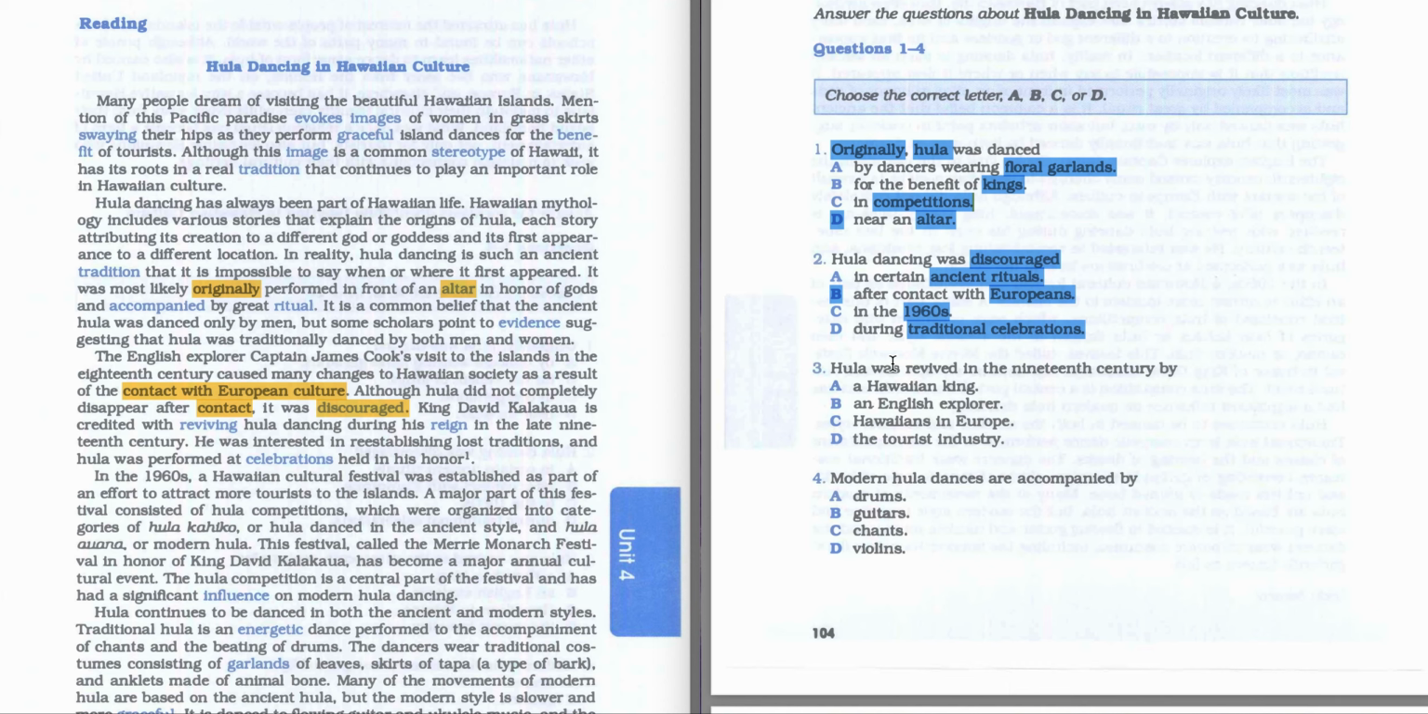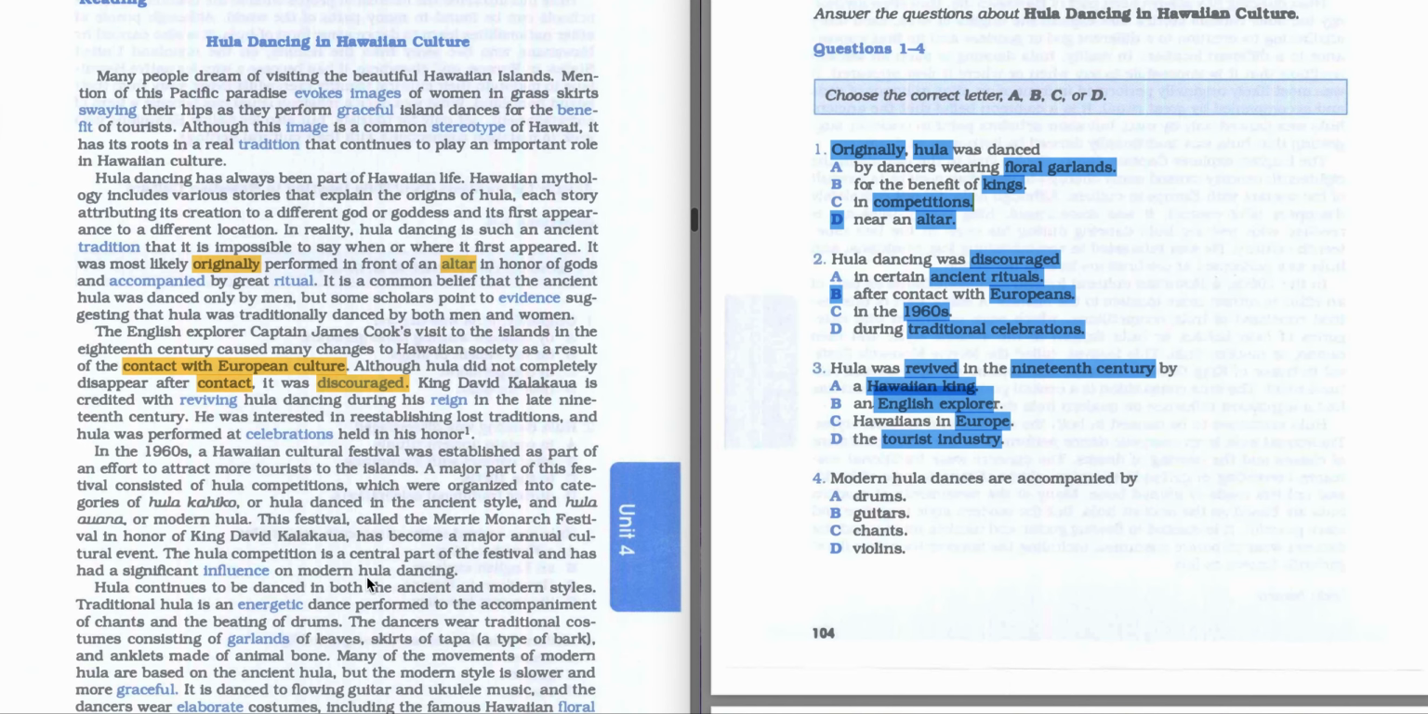So let's go further. Let's read the third question. Hula was revived in the 19th century. So the keywords are 19th century and revived. And the keyword is a Hawaiian king. So let's highlight: English explorer, Hawaiian king, the first Hawaiians in Europe. Let's highlight the keyword Europe. The tourist industry. So let's go further.